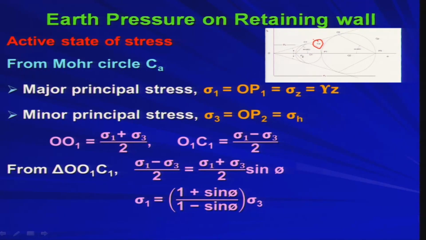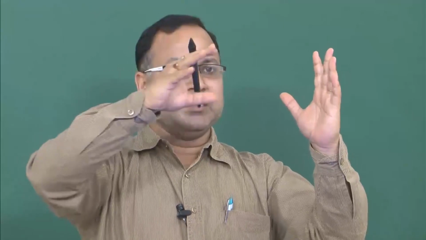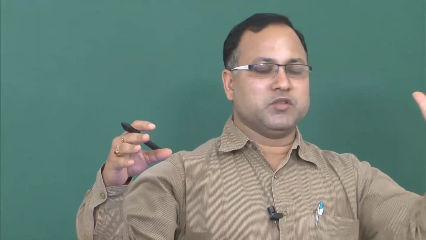So, from the Mohr circle, major principal stress sigma 1. Now, what is the major principal stress in the case of the active state? Suppose you have the retaining wall, and the wall is moving away from the backfill. This is the backfill soil, which is lying behind the wall. Now, the wall is moving away from the backfill. You might have seen in the previous lecture that gradually, when the wall moves, your pressure is decreasing on the wall.